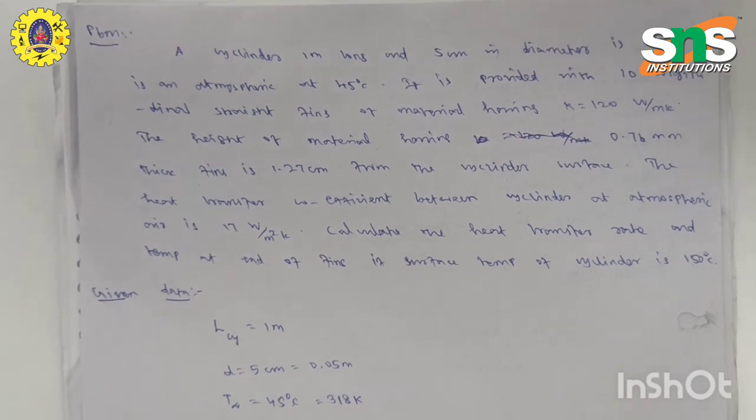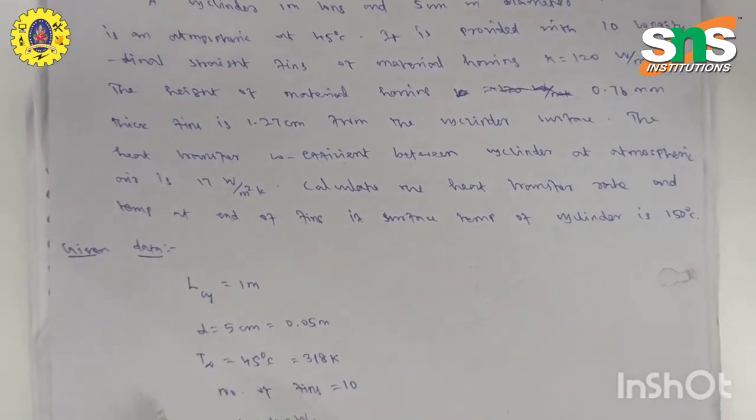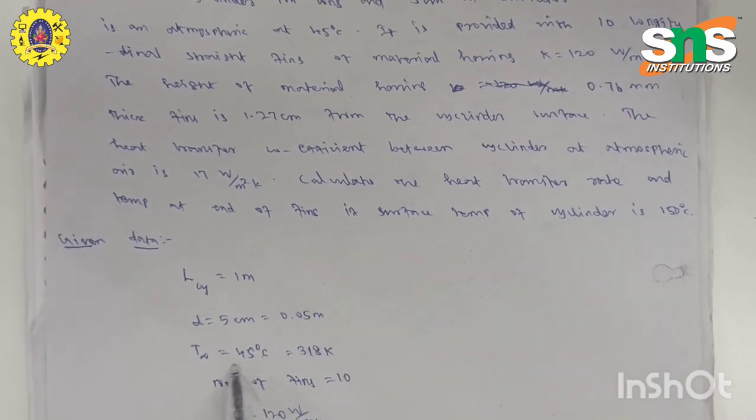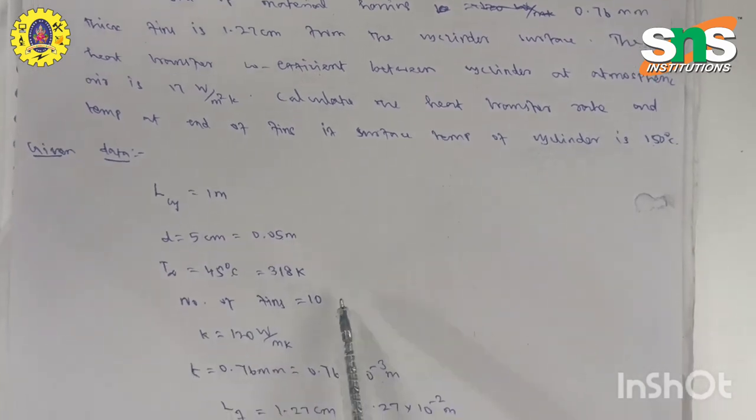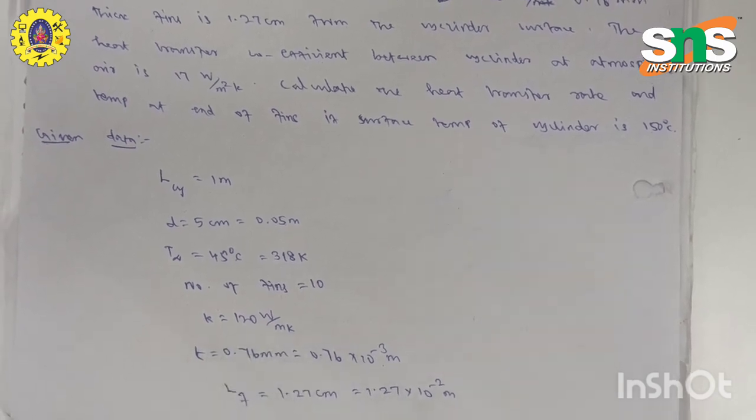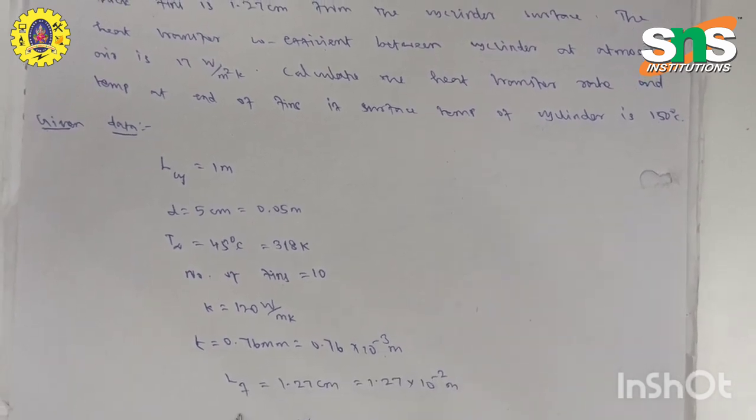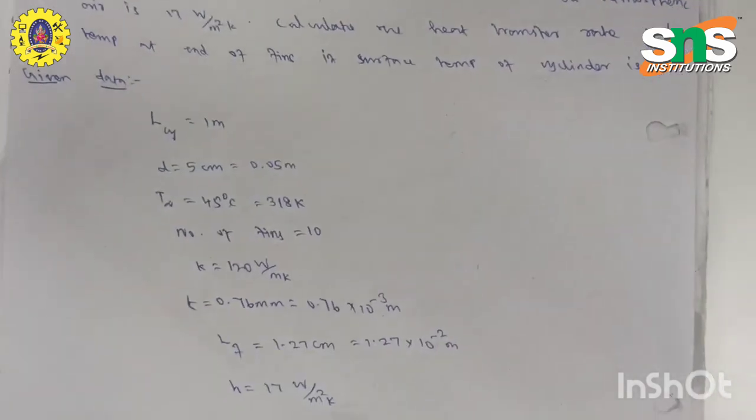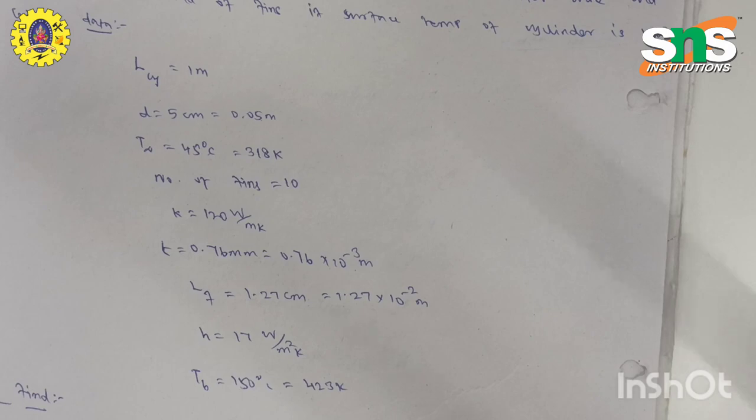is 150 degrees Celsius. So from the given data, the length of the cylinder is 1 meter and the diameter is 5 centimeter, converted into 0.05 meter, and atmospheric temperature is 45 degrees Celsius, converted into Kelvin is 318 Kelvin, and the number of fins is already given in the problem as 10, and thermal conductivity is 120 watt per meter Kelvin, and the thickness of the fin is 0.76 times 10 power minus 3 meter, and the length of the fin is 1.27 times 10 power minus 2 meter, and heat transfer coefficient is 17 watt per meter squared Kelvin, and base temperature is 150 degrees Celsius, which is 423 Kelvin.